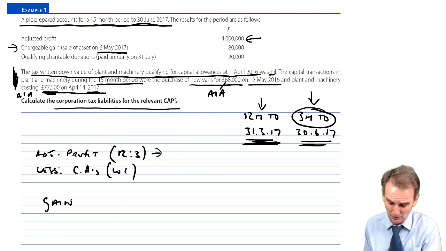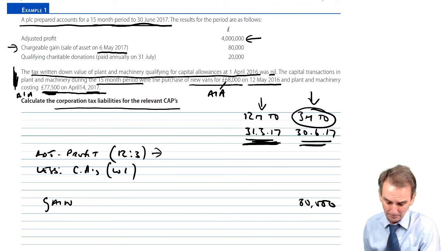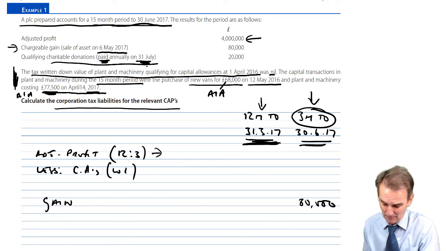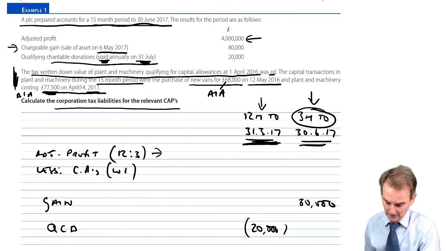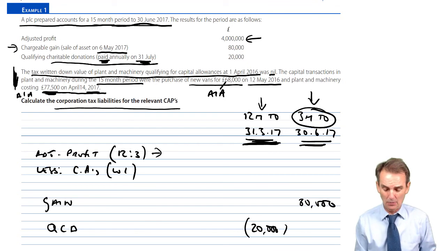So your chargeable gain, therefore, how much was the figure? £80,000. It will go into the 3-month period. Finally, qualifying charitable donations. Paid, we want the paid date. It's annually on the 31st of July. So in that 15-month period, in the 12 months to March 17, do we have a 31st of July? Yes, we do. So the £20,000 was paid there. So when you deduct, obviously you'll be deducting the qualifying charitable donations from your total profit to derive your TTP. You've allocated these two transactions to the relevant chargeable accounting period based on the date of the transaction. The gains, the date of disposal, the donations, the date when they were paid.